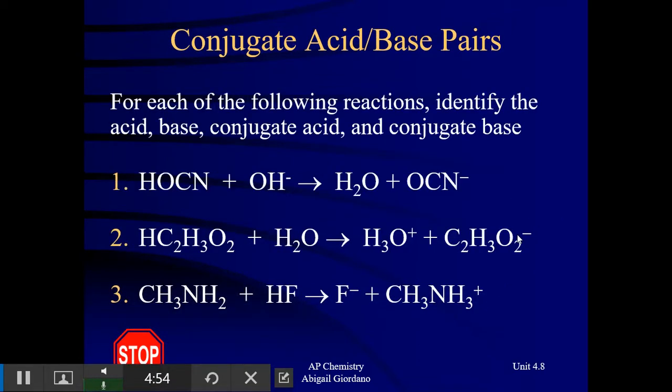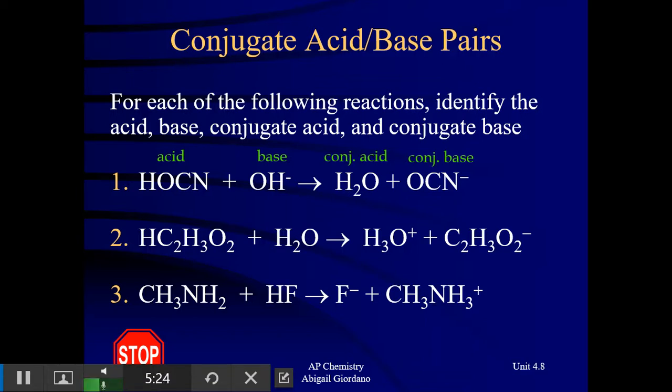So let's look at some examples here. If you want to pause your video, all I'm asking you to do here is in each example, identify the acid, the base, the conjugate acid, and the conjugate base. So pause your video and see if you can figure this out. All right, let's see how you did. So in number 1, those are the appropriate labels.